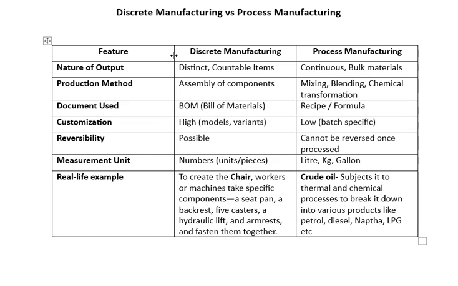Like you can separate the battery, you can separate the back cover, you can separate the charging slot, you can separate the screen. So once you disassemble, you get the initial raw materials, and you generally measure these in units or pieces, like say 10 batteries, 20 screens, 20 charging pins, and customization is also possible in that case.